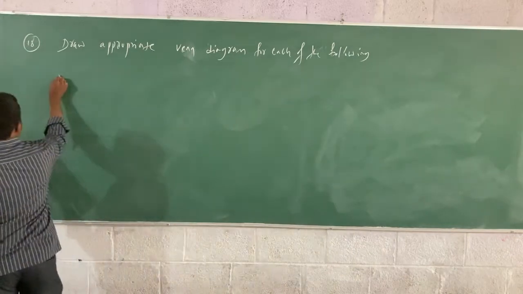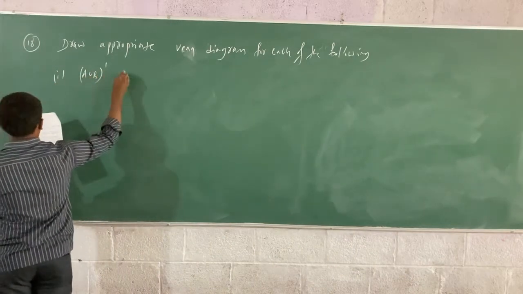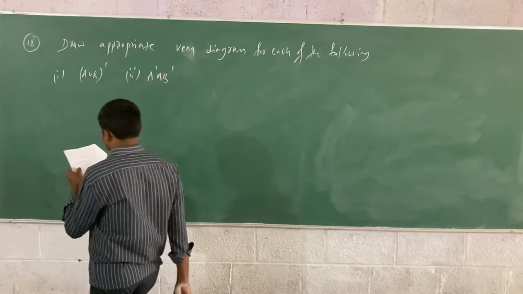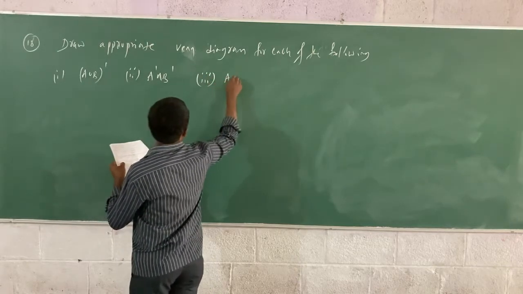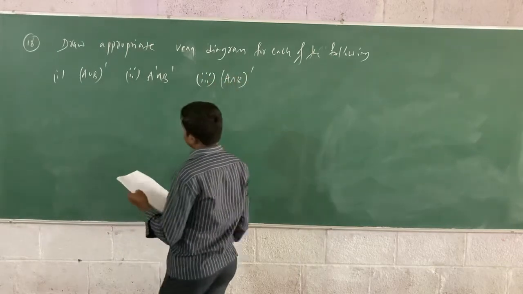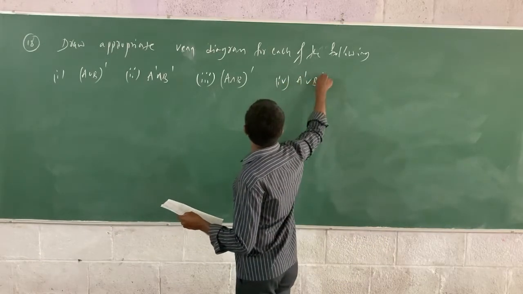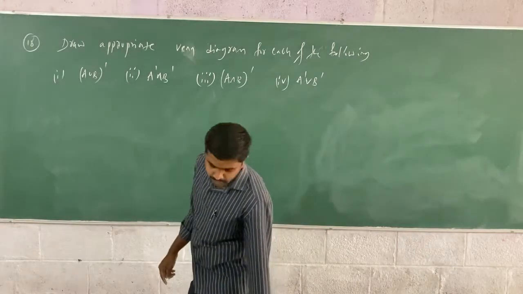First one, complement of A union B. Second one, complement of A intersection complement of B. Third one, complement of A intersection B. Fourth one, complement of A union complement of B.